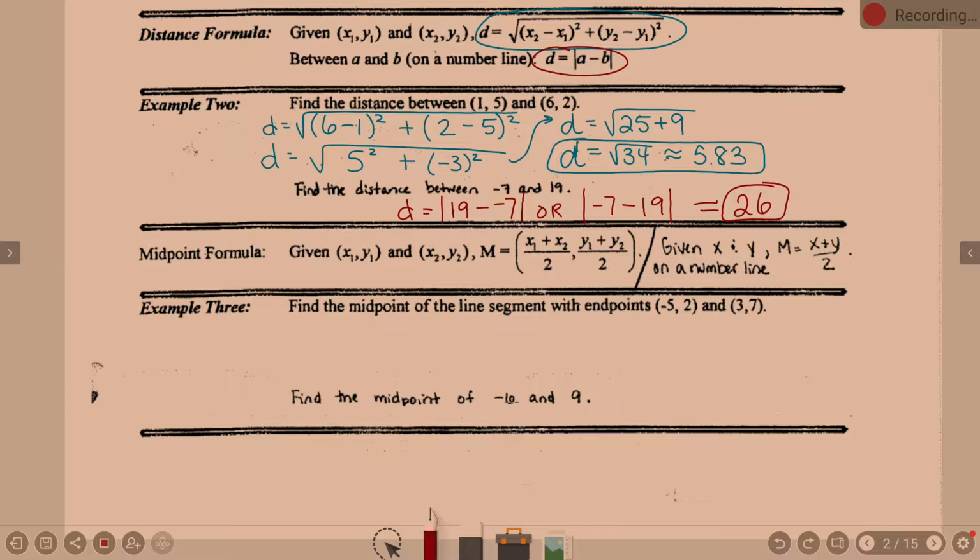Yeah, don't just subtract them, though. Well, we did subtract them. 19 minus negative 7. Pay attention to negatives.